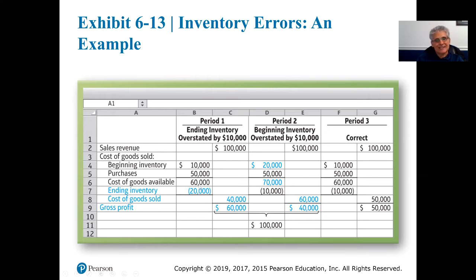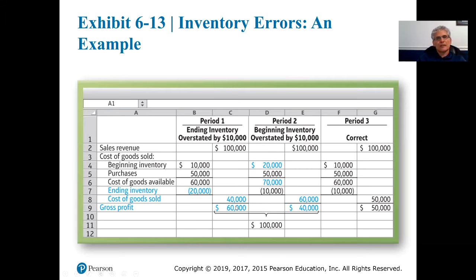In this example here it is $60,000. And then we subtracted our ending inventory, which we now know was overstated, but we know it after the fact. In this case, we overstated our inventory by $10,000, but we used 20, so it happened already. So our cost of goods sold was computed to be $40,000, and that means our gross profit was computed to be $60,000.